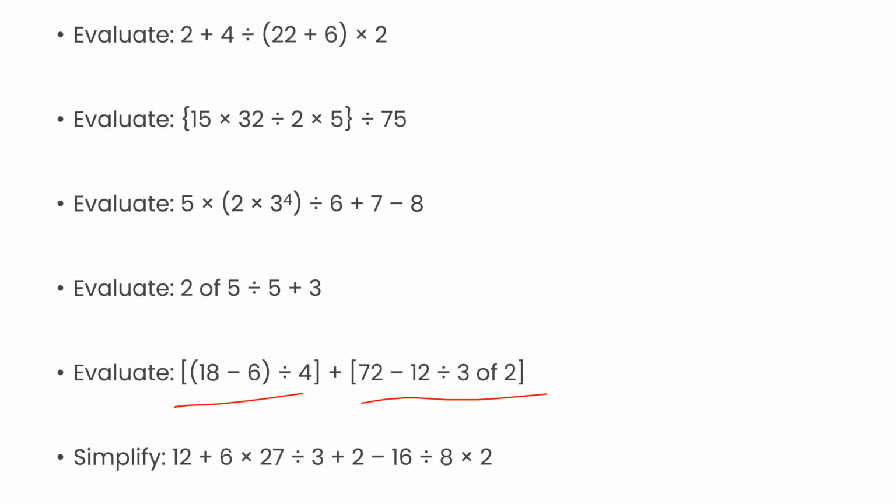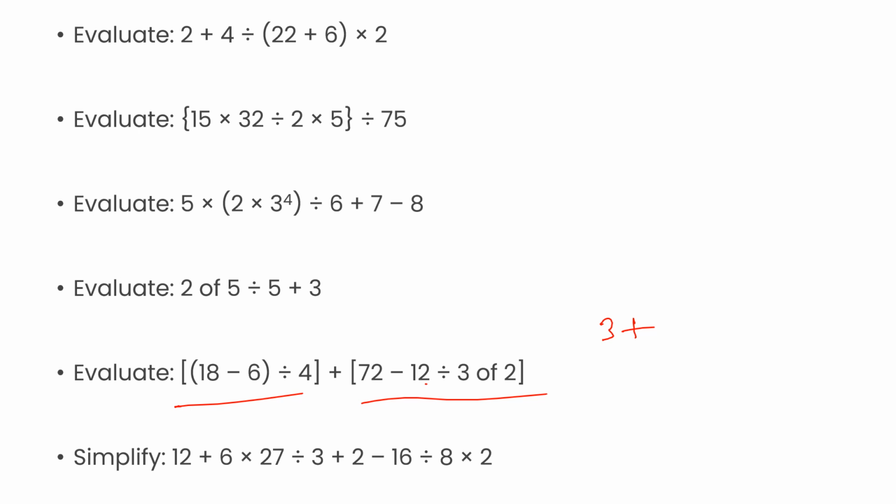So we have two different brackets. One by one we have to solve here. First, here also we have within the bracket, 18 minus 6, 12. 12 divided by 4, 3. Directly first value 3 plus this whole bracket. 12 divided by 3. Don't do 72 minus 12. Just do this. 12 divided by 3. What is the value? 4.